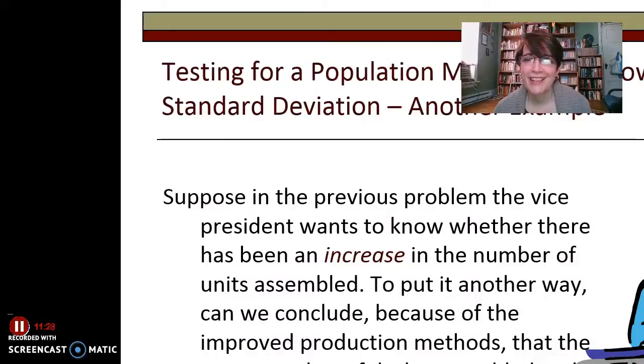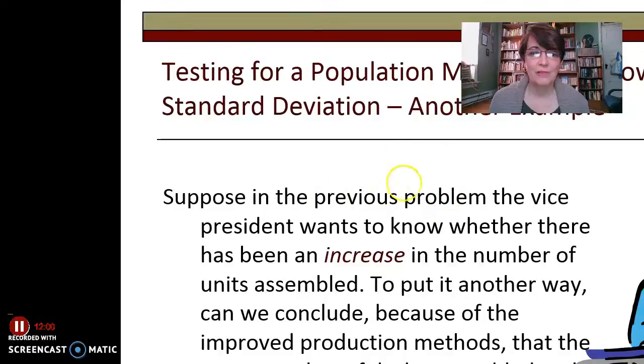Okay, let's look at one more. On this one, we're using the same little bit. We are just going to look at this different example. Okay, we're still talking about our desks, and we still have the same significance number. Suppose in the previous problem the Vice President wants to know whether there has been an increase in the number of units assembled. To put it another way, he's not looking at an equal or a change. He wants to look at an increase.